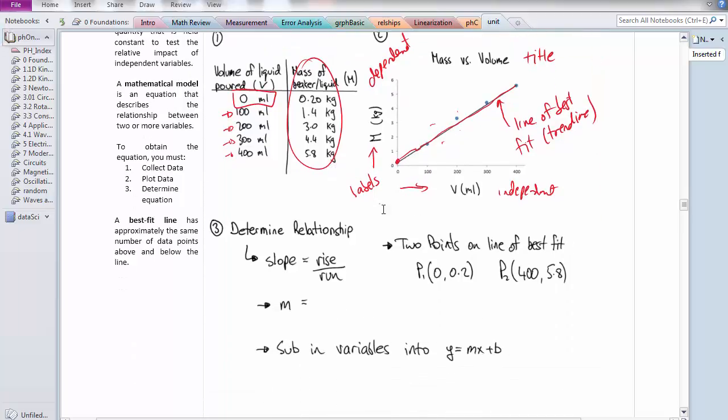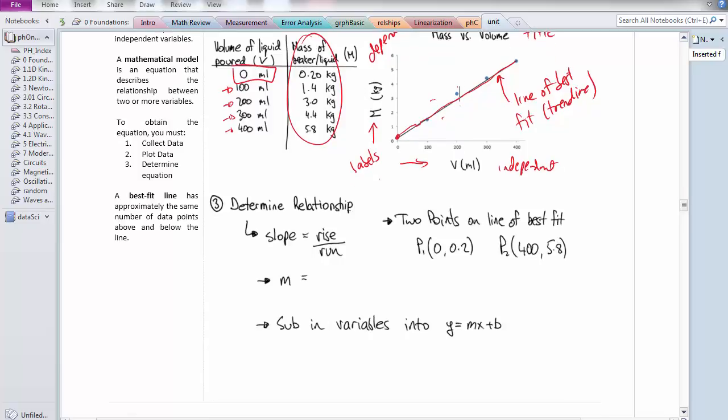Once you draw that trend line or line of best fit, we can determine the relationship between these variables. That's the whole point of all this. So first you need to calculate the slope of this line, which is rise over run, which you know from math, hopefully. You pick 2 points on the line of best fit. Do not choose any 2 points. Make sure they are on the line of best fit. So here we'll choose 0 and 0.2 and 400 and 5.8. We'll choose these 2 points because they lie on this line.